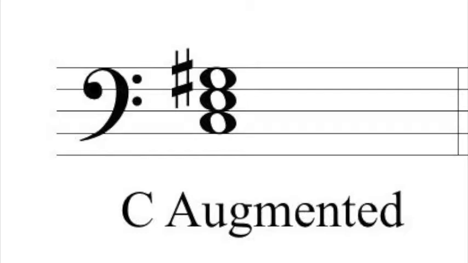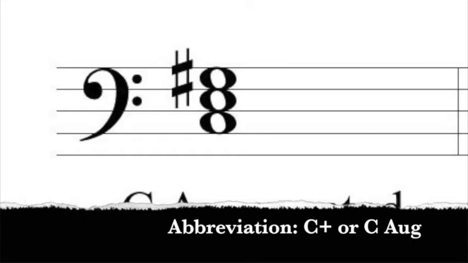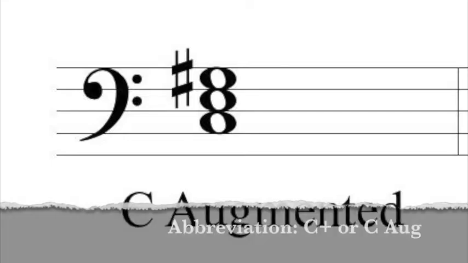Please note that these intervals are written as thirds. You cannot write a C, E, and an A flat to create a C augmented triad, because then you would not have a stack of thirds. So you must write C, E, G sharp in order to write a C augmented triad. You can abbreviate this triad by writing a plus sign after the note or C aug.